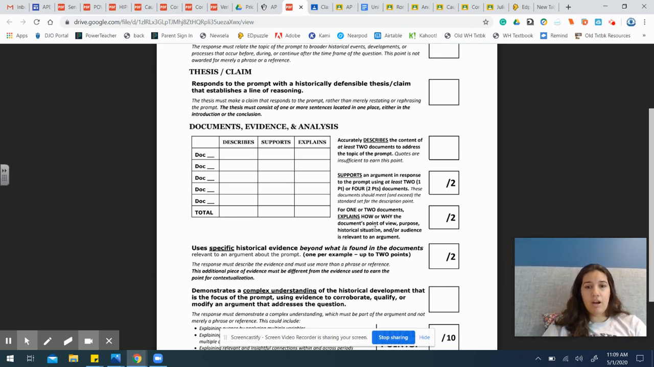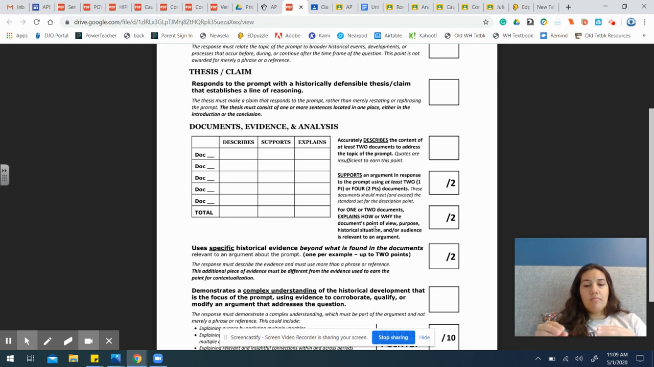And then in your second body paragraph, you do the same thing. You have your second point, you have two documents that you use to describe, okay, connecting it back to that second point. Then you have your two documents, because you already did two in the previous, so two different ones down for supports, okay, totaling four. You support your argument, okay. How do these documents support your second point?